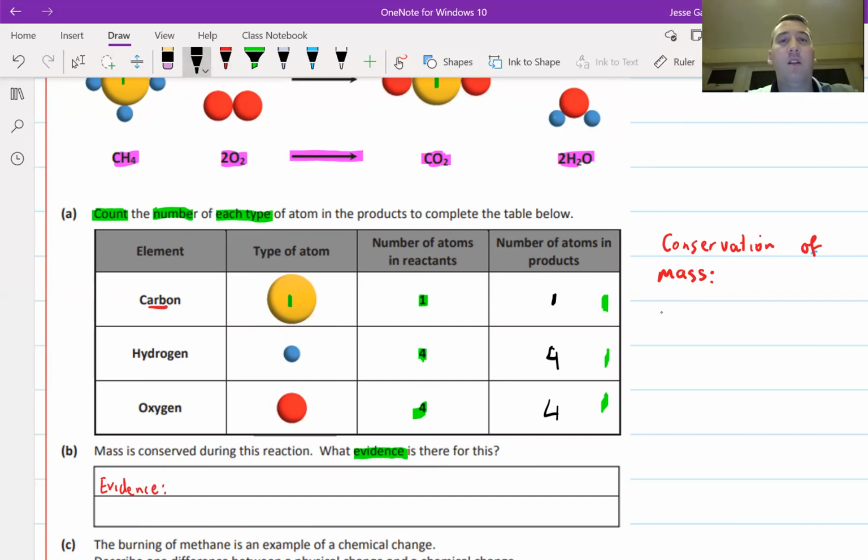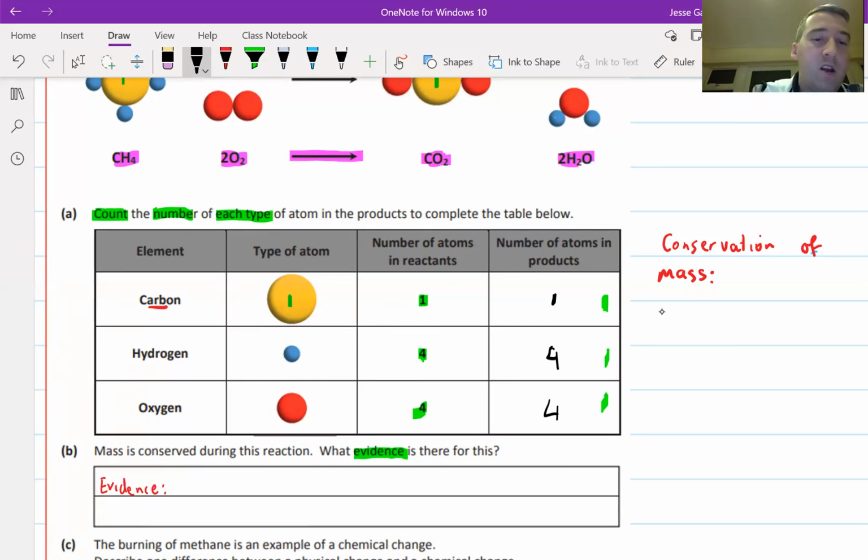Let's think about this. Well, I see that there was 1 carbon atom in the reactant, and it's still 1 carbon atom after the reaction. There were 4 hydrogens before the reaction, and there are still 4 hydrogens after the reaction. There were 4 oxygens before, and there are still 4 after. So the number of each type of atom hasn't changed. No atoms have been created or destroyed. There are no extra atoms, and yet there are no fewer atoms. So this is what we mean by the law of conservation of mass.